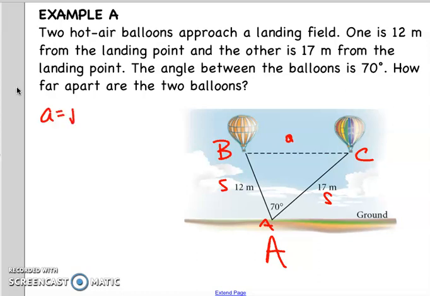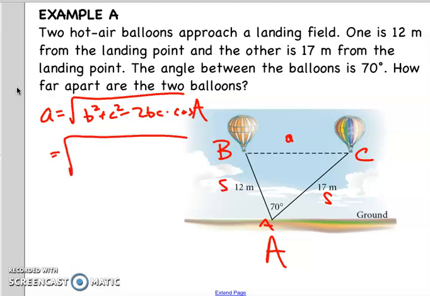And side A is the square root of B squared plus C squared minus 2BC times the cosine of angle A. So this time I'm going to type it all in at once. B squared is 17 squared plus 12 squared, minus 2 times 17 times 12 times cosine of 70 degrees.